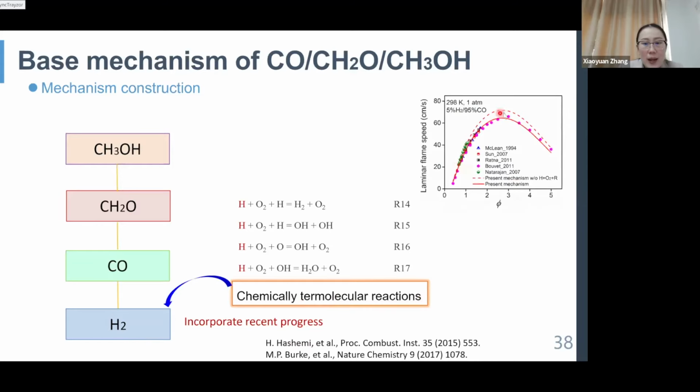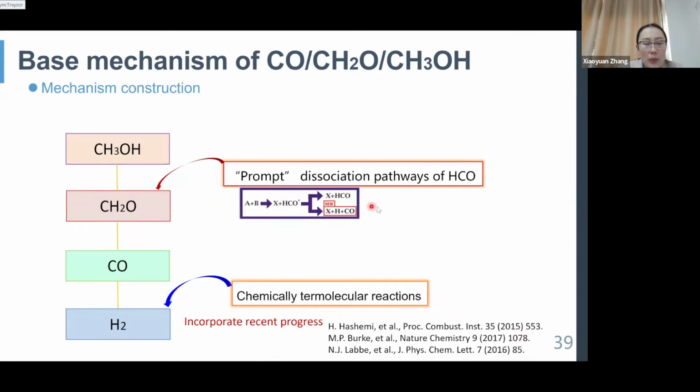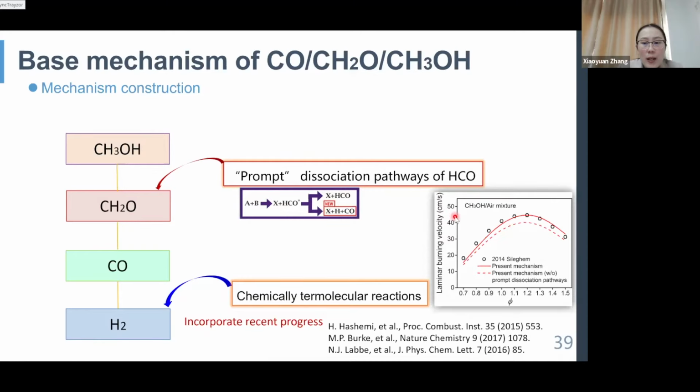As we can see, by adding these reactions, the model predictions can be lowered and can better predict the experimental data. Besides, we also incorporated the prompt dissociation pathways of HCO. And these reaction pathways can increase the predictions of laminar flame speed and better predict the experimental data.